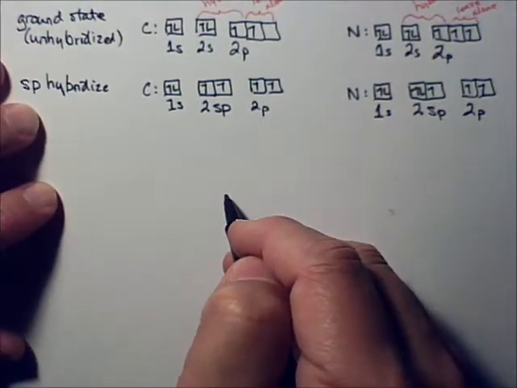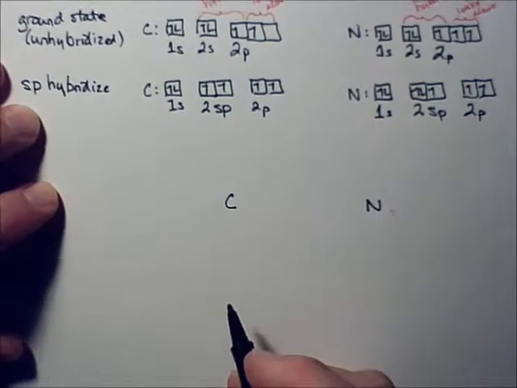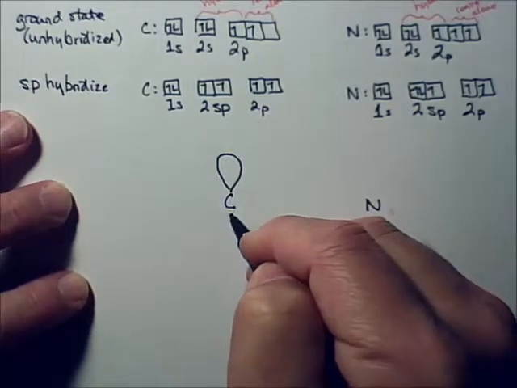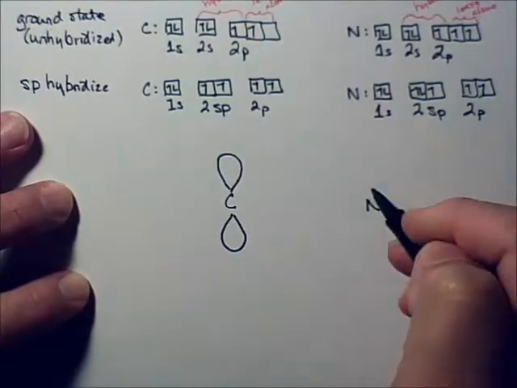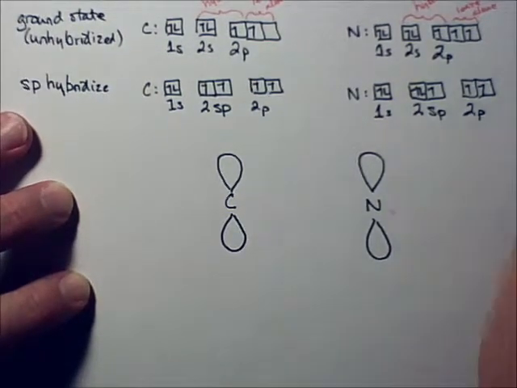Got that? All right, so this is going to get a bit more complex. Here's a carbon, and here's a nitrogen. I'm going to leave one p orbital unhybridized. Remember, our p orbitals were double balloon shapes. So both on the carbon and the nitrogen, a p orbital is unhybridized.